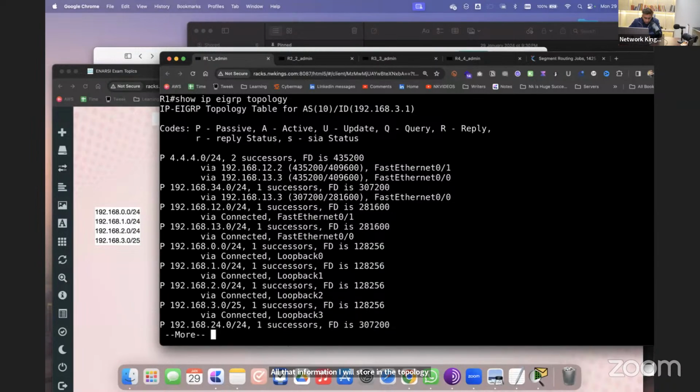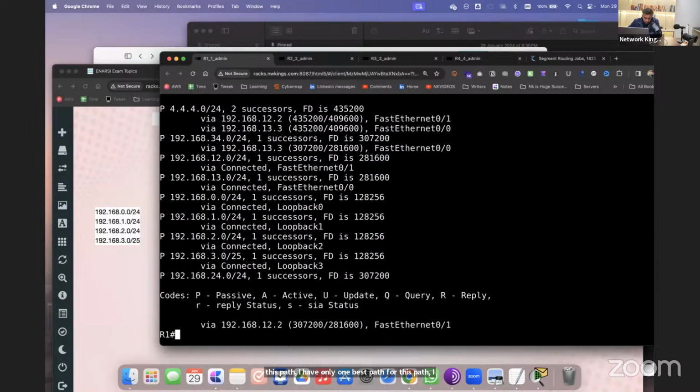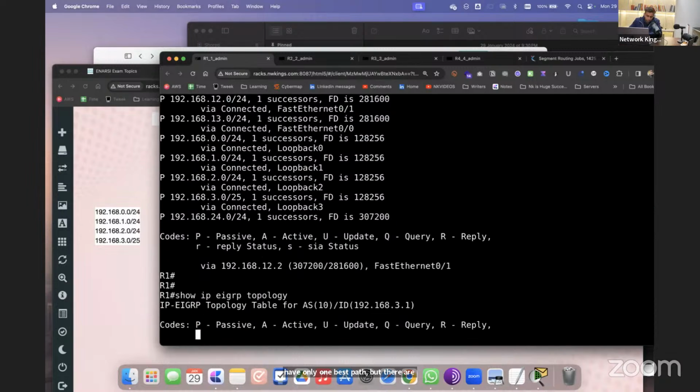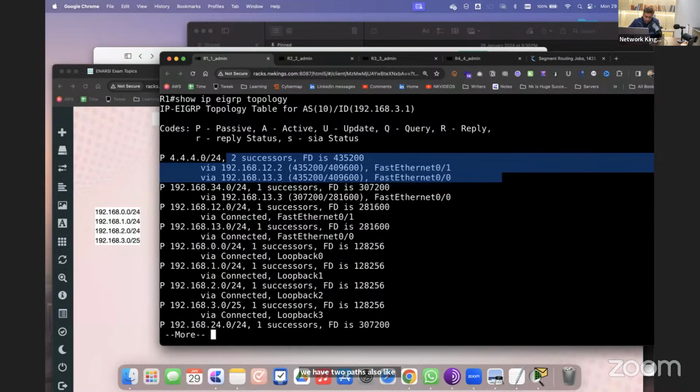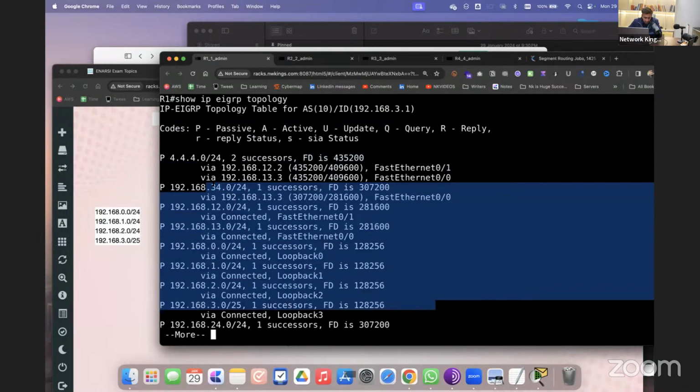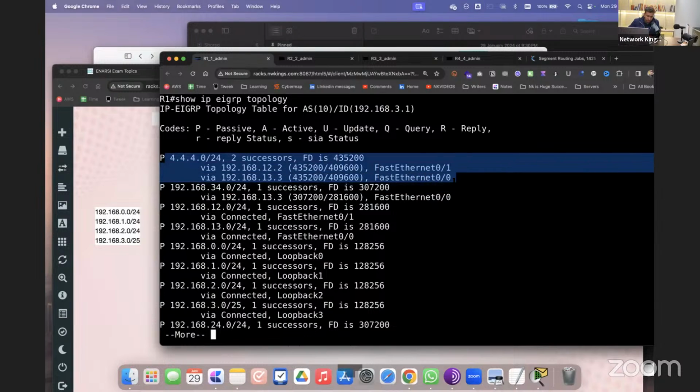Then we check, to go to this path, how many successors we have. Successor means the best path. So for this path, I have two best paths. For this path, I have only one best path. For this path, I have only one best path. But there are networks where we have two paths also. Sometimes there are two ways to go somewhere, and in many places we have only one way. To go to this destination, we have two paths and one path.